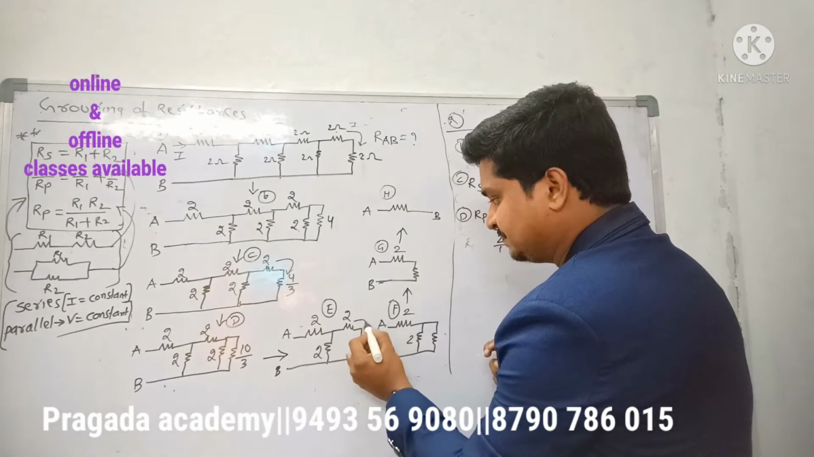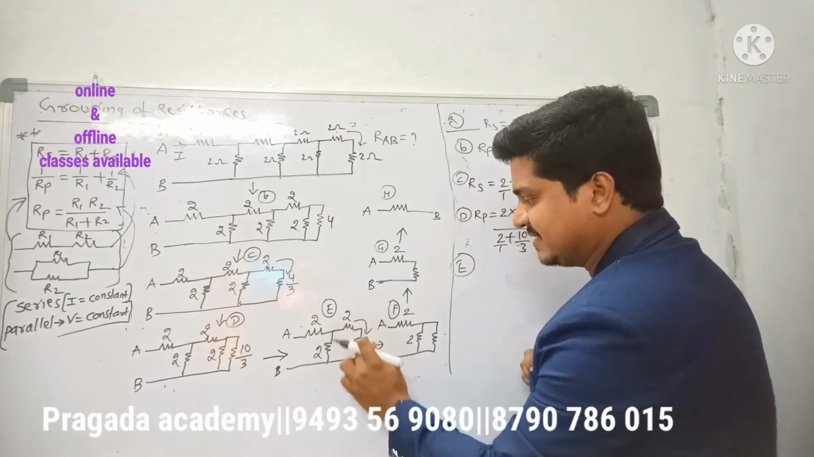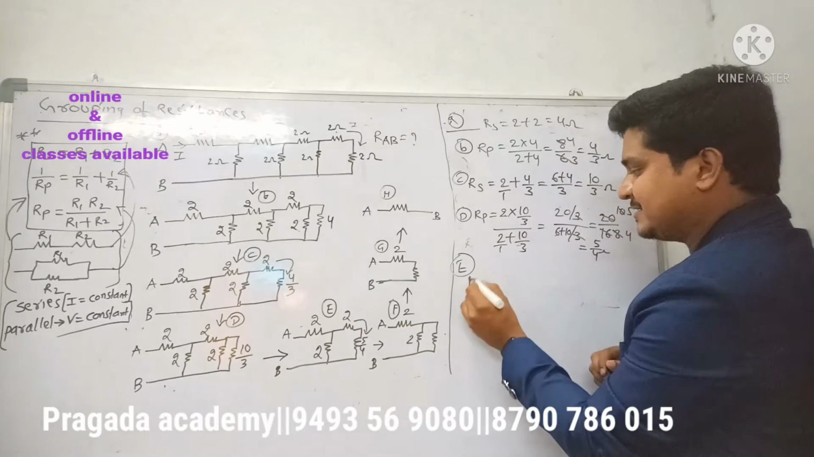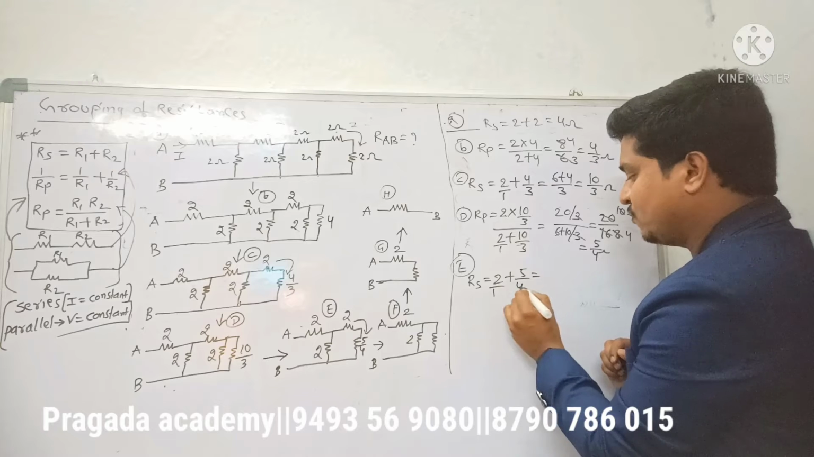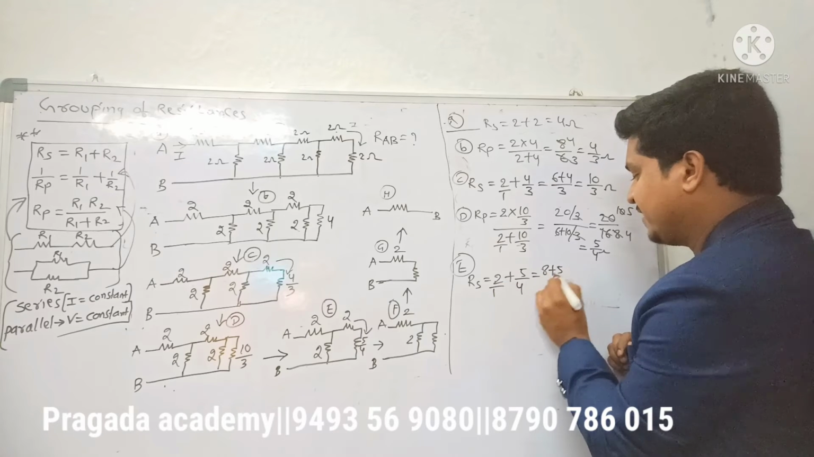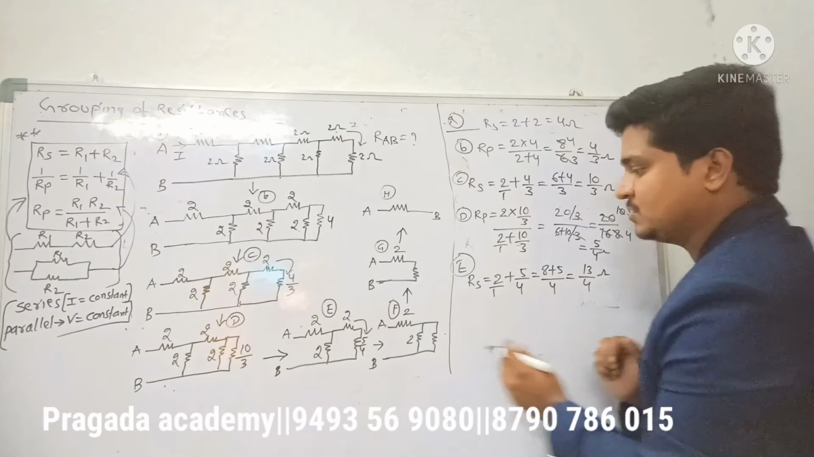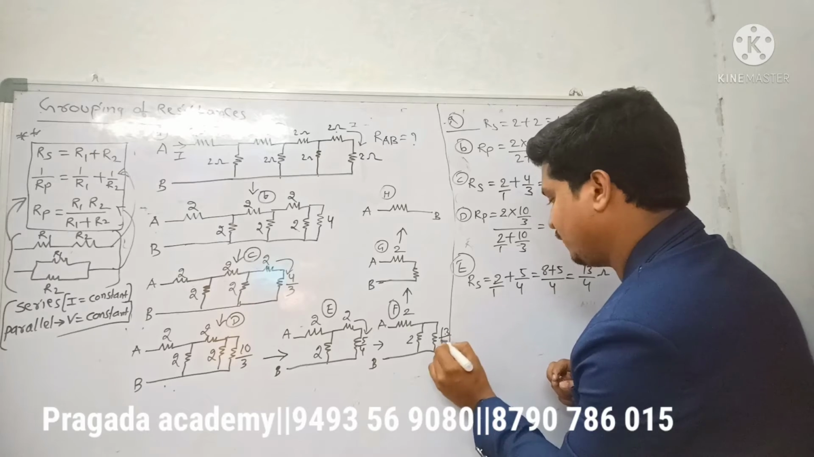If you observe the next step, E, 2 and 5 by 4 are in series combination. Why? Because the same current will flow through 2 and 5 by 4. So R series is nothing but 2 plus 5 by 4. LCM will be 4, 4 into 2 is 8 plus 5 by 4, 8 plus 5 is 13, 13 by 4 ohm. So in the next step we need to write 13 by 4 ohm.